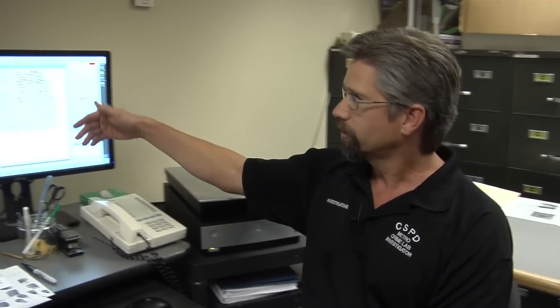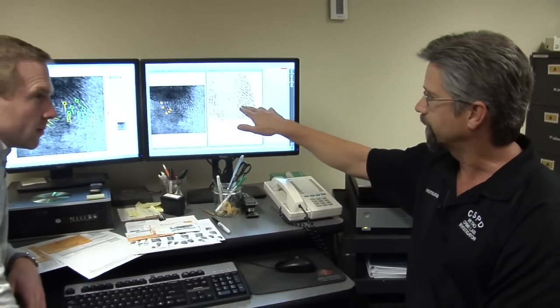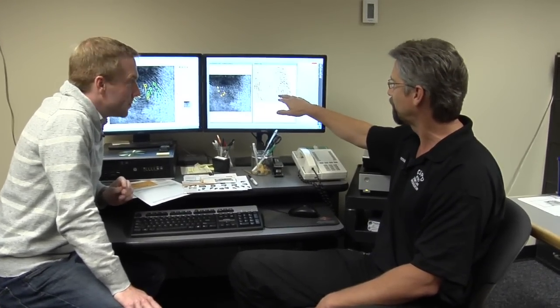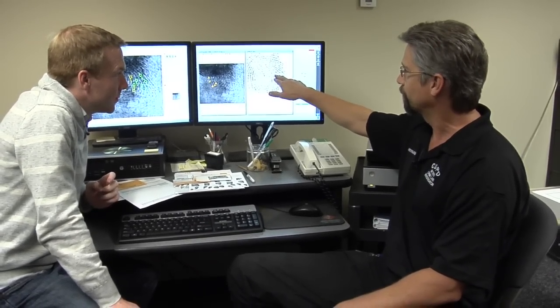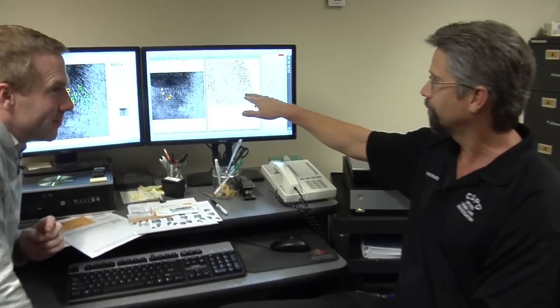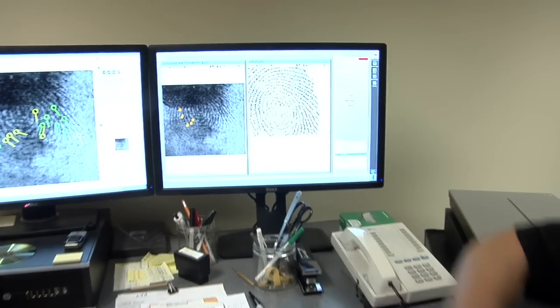Wow. So when I look at it, I'm doing a side-by-side comparison, looking at these minutia points, like you just called it, these ending ridges and bifurcations, and seeing if they match the unknown.